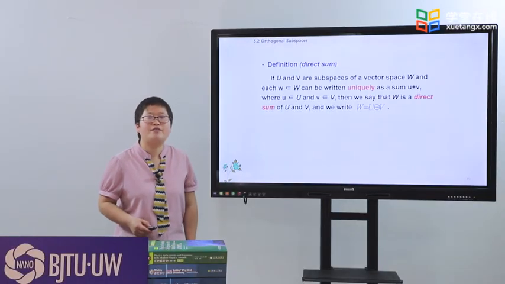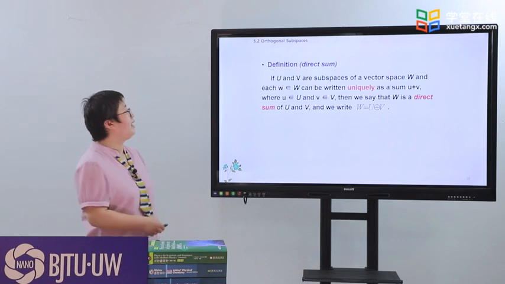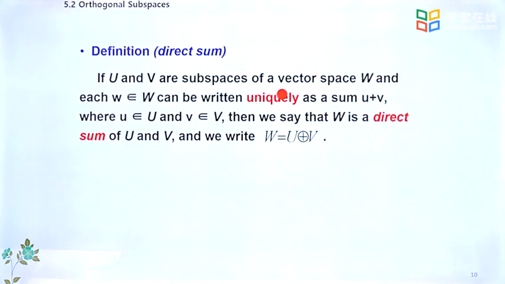Now we give a definition for direct sum. If U and V are subspaces of a vector space W, and each vector in W can be written uniquely as a sum u plus v, where u belongs to the first subspace U and v belongs to the second subspace V, then we say that W is a direct sum of U and V, and we just write W equals U circle-plus V.